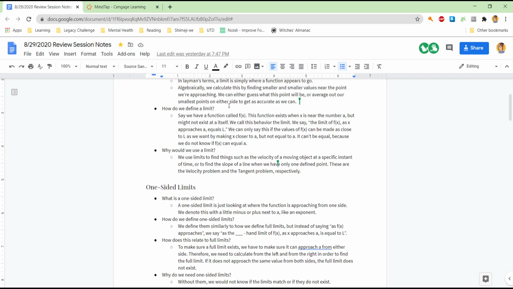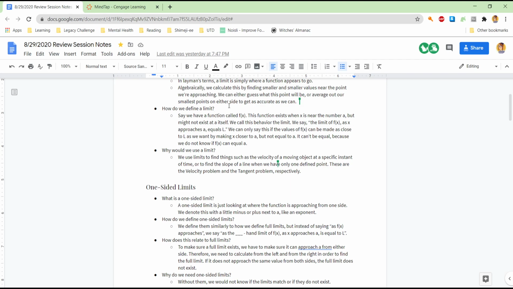We can only say this if we can make the values of our f of x, or our y, as close to L as we want by making our x closer to a, but not equal to a. We can't make it equal to a specifically because we don't even know if f of x can equal a. Does that make sense? We don't know if we can actually be at that point.